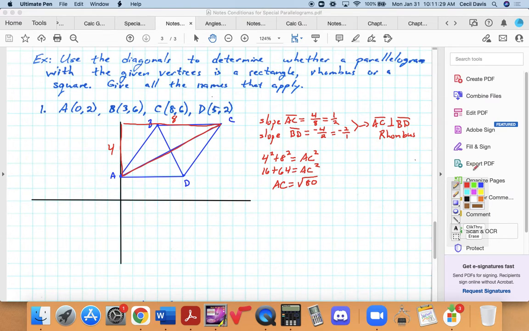Okay? So now let's find the length of the other diagonal. Drawing my little slope triangle here. I've already counted that. That's 4 and 2. So that's going to be 4 squared plus 2 squared gives me the length of BD squared. That's 16 plus 4 is BD squared. So the length of BD is the square root of 20.